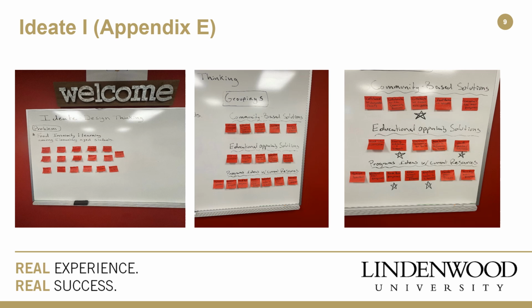The categories that emerged were community-based solutions, educational opportunity solutions, and program ideas with current resources. Five sticky notes fell under community-based solutions, 5 under educational opportunity solutions, and 7 under program ideas with current resources. The following 10 minutes were spent selecting the top solutions from the groupings. The group identified 5 potential solutions we believed would have the most immediate influence on the problem.